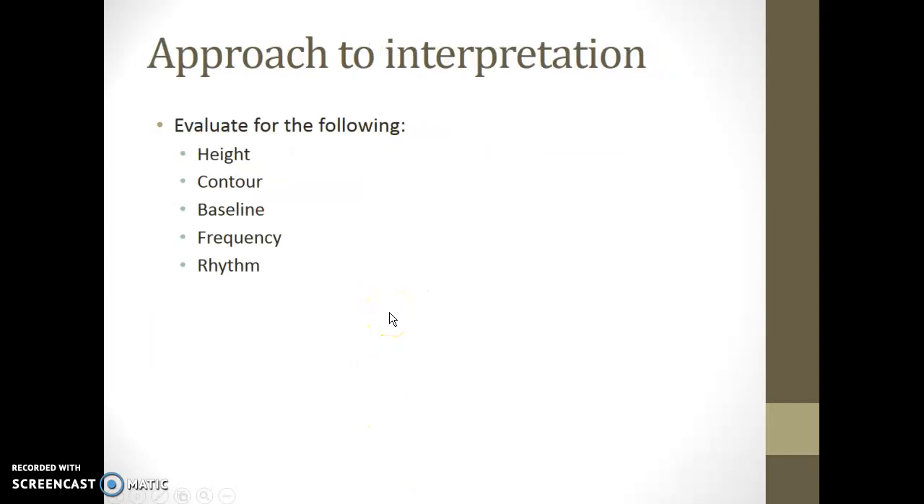All right, when you're interpreting different tracings on capnography, the things that you want to evaluate are height, and we'll go through each one of these separately: height, contour, baseline, frequency, and rhythm. Those are the 5 things that you look at when you're looking at different clinical variations or different clinical tracings.